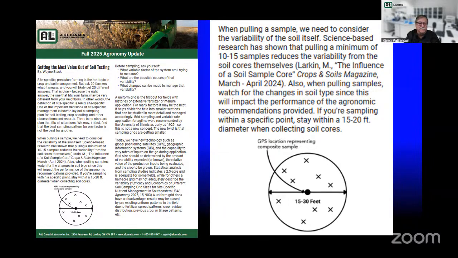Again, in site-specific sampling, you want to select an area in the field. And again, I don't like to call it grid. I like to call it site-specific, because we do move the grid points around to match up topography or what we can identify as a management zone. And then we'll pull samples in a 15-foot radius, 15 to 20-foot radius, and sample those cores. And again, you're pulling 8 to 20 cores in that 15-foot radius.